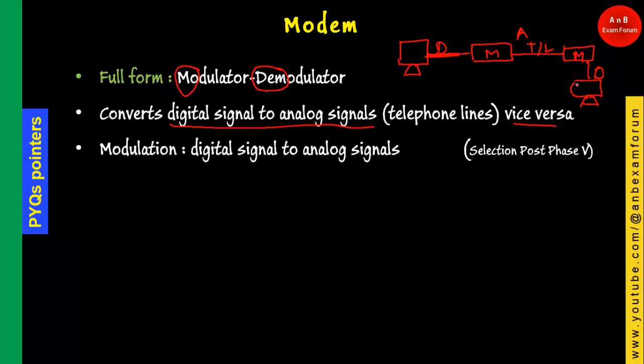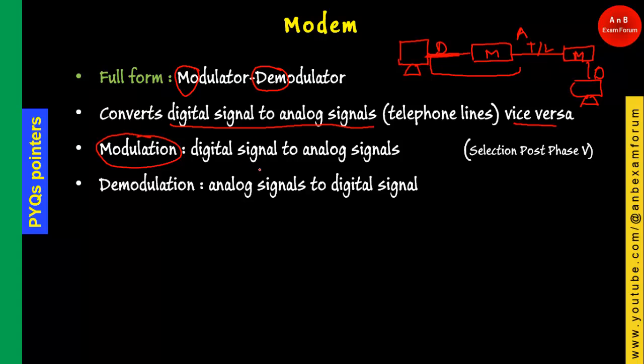Okay, so there are 2 terminologies, modulation and demodulation. The first, where it is going to convert digital to analog, is called modulation, whereas the reverse part, where it is going to convert analog to digital, is called demodulation.